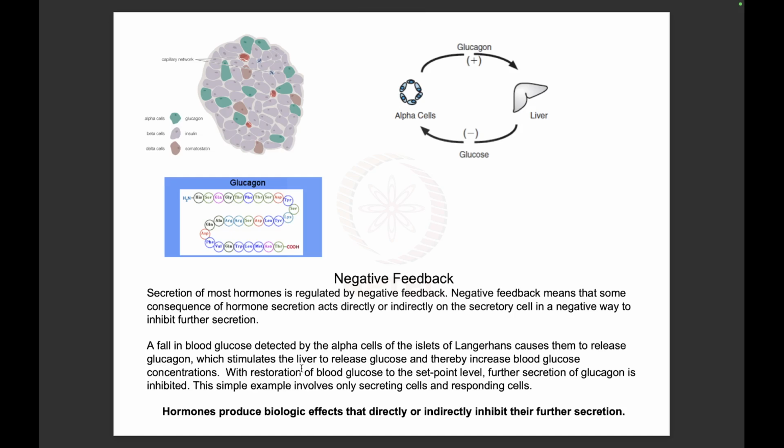And there is negative feedback. Secretion of most hormones is regulated by negative feedback. Negative feedback means that some of the consequences of hormone secretion act directly or indirectly on the secretory cells in a negative way to inhibit further secretion. So if there is a high concentration of that hormone, it will further give the inhibitory signal.